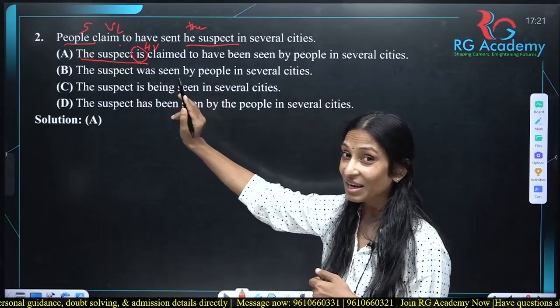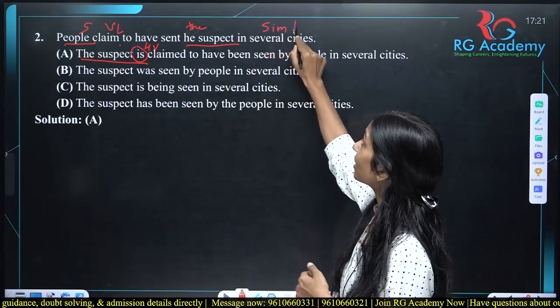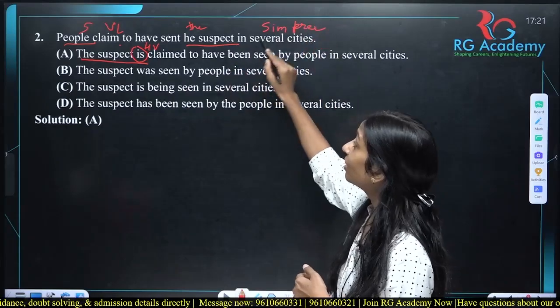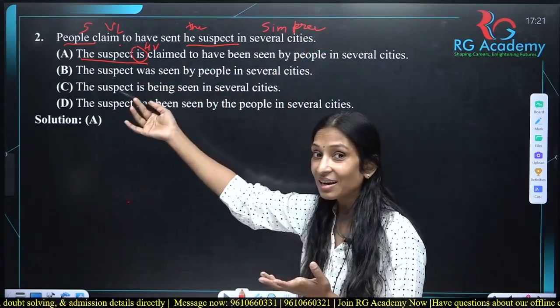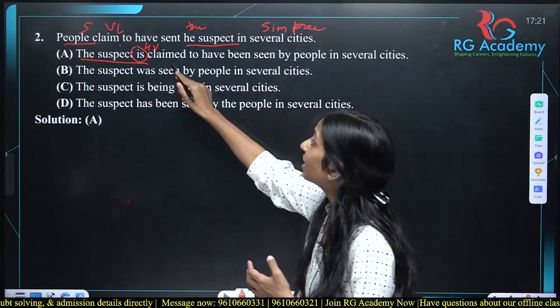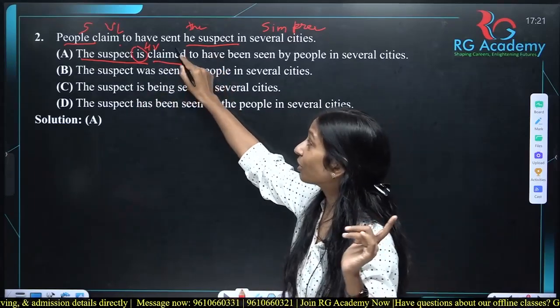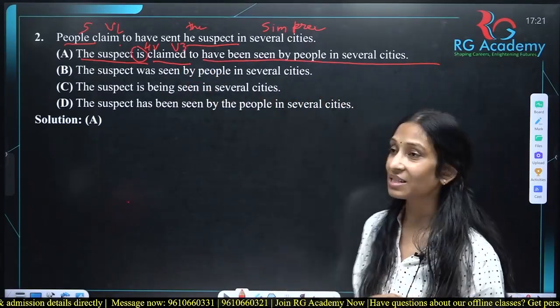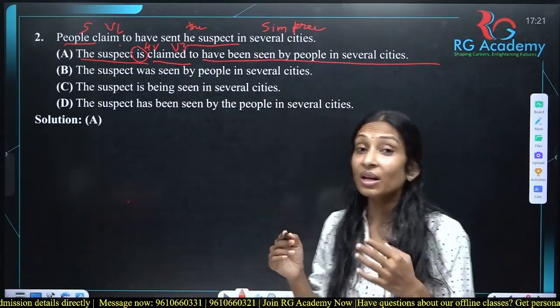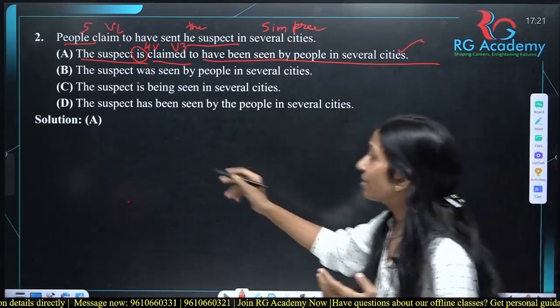The tense of the helping verb is also the same because this sentence is of simple present. So we have to put the helping verb of present tense only. So "is" is the helping verb of present tense. Verb's main form went into third form. So this is verb's third form, "to have been seen by people in several cities." So now this is the correct option. Clear, everyone? So yes, this is our correct option.